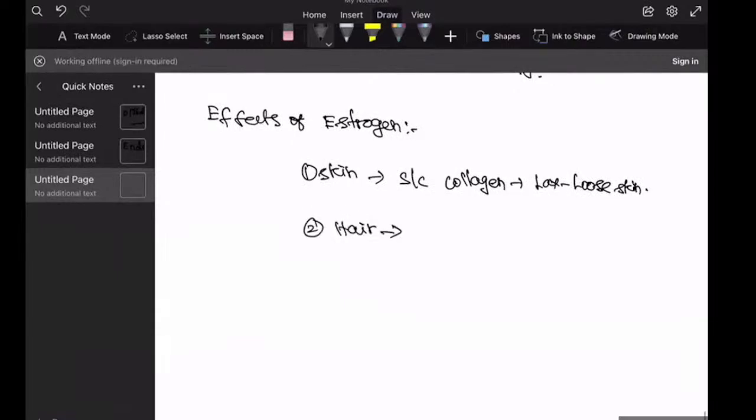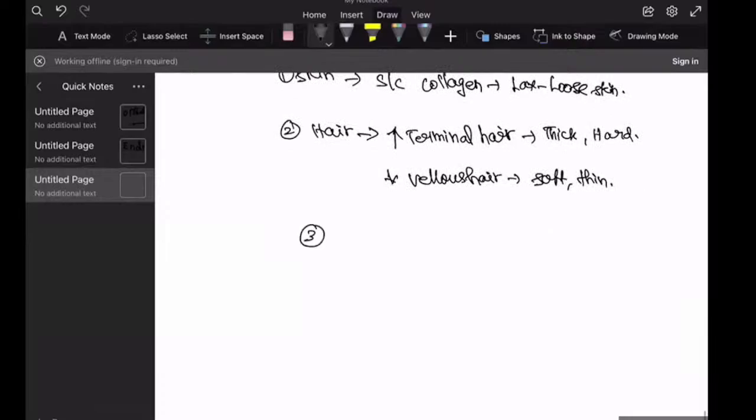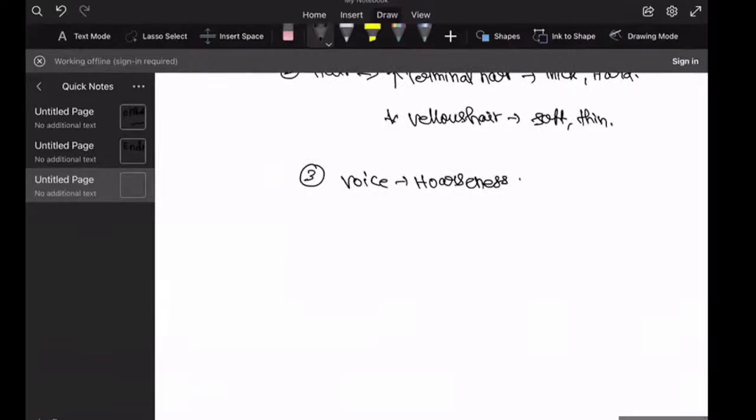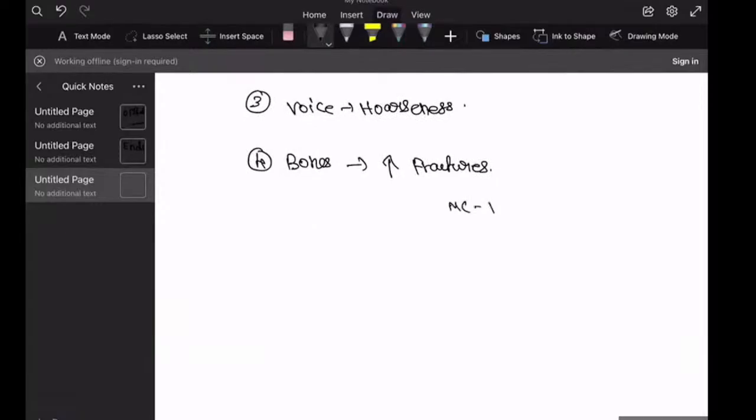Hair: it is going to increase the growth of terminal hair, so in the terminal area the hair is going to be thick, hard, dark, and the vellus hair is going to be soft, thin. Voice: hoarseness. Less estrogen in the bones is going to increase fractures. We already saw in ortho, increased fractures, most commonly vertebral compression.